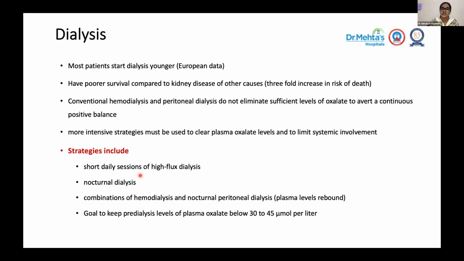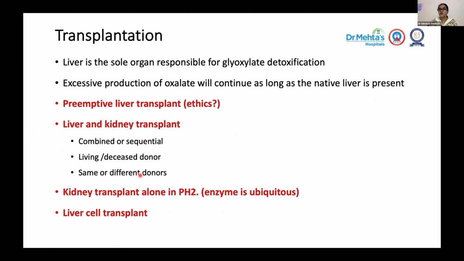So the strategies in dialysis could include short daily sessions of high flux dialysis. So use a high flux dialyzer, nocturnal dialysis, often 5 to 6 days in a week. A combination of hemodialysis and nocturnal peritoneal dialysis can also be attempted because often plasma levels rebound after a hemodialysis session. The goal should be to keep the pre-dialysis levels of plasma oxalate below 30 to 45 micromoles per liter. Transplant, however, remains the mainstay of treatment and should be offered to almost all patients with this condition.